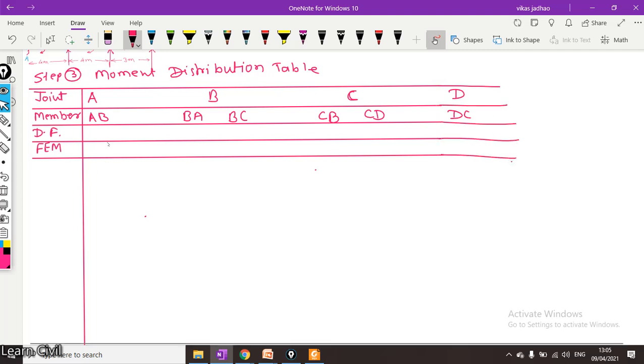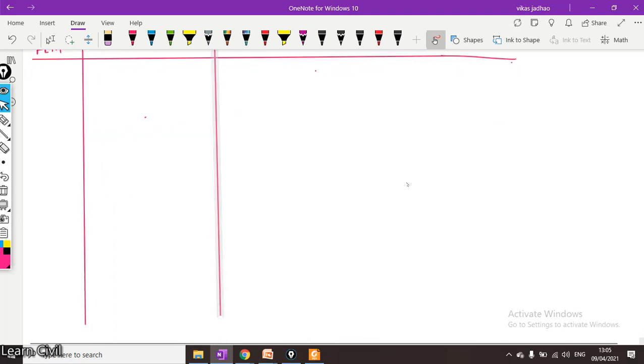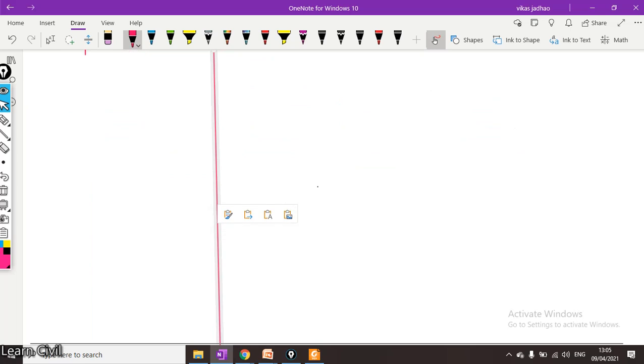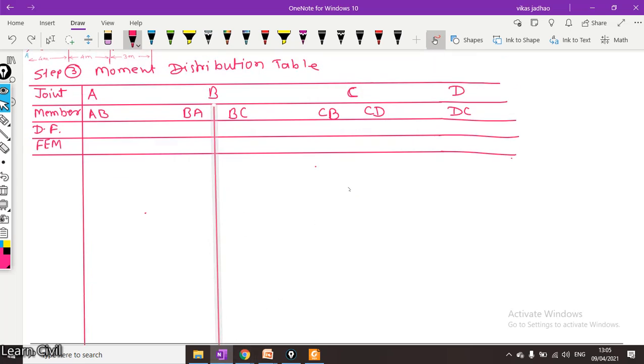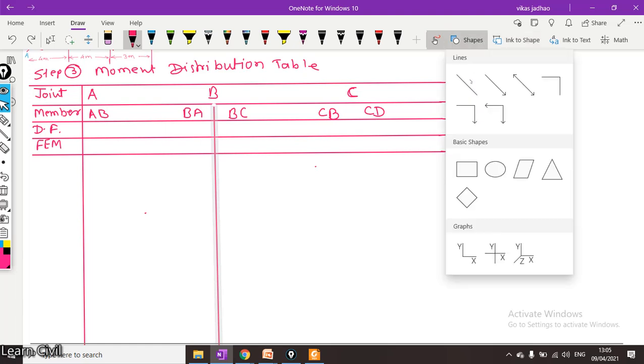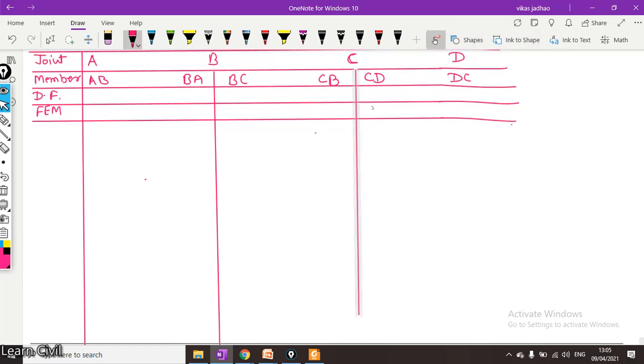Okay. Now next, distribution factor. We will write down the calculated distribution factors. All the distribution factors are 0.5 only. So write down the distribution factors here: 0.5, 0.5, 0.5, 0.5.